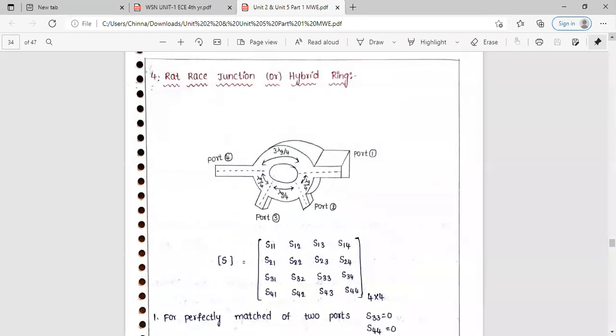So it will be useful for some of the same applications as the magic tee, similar applications, but totally different.